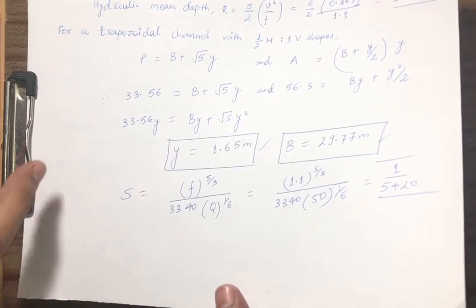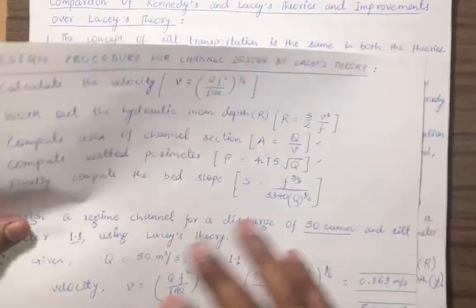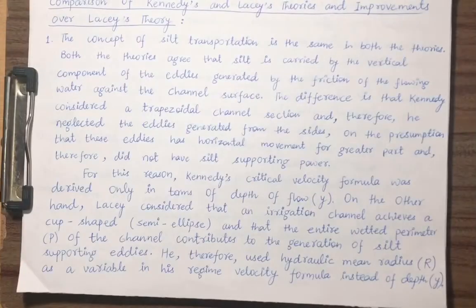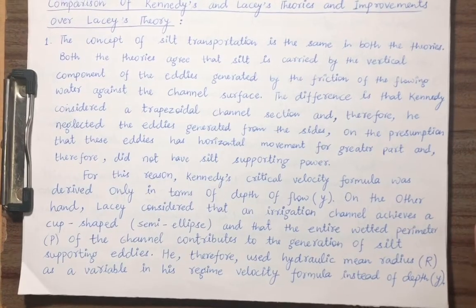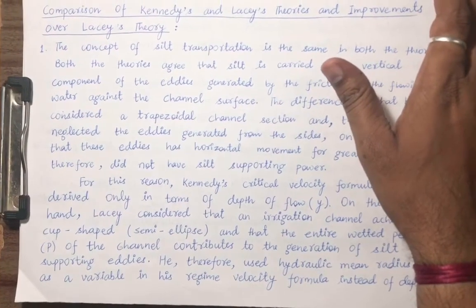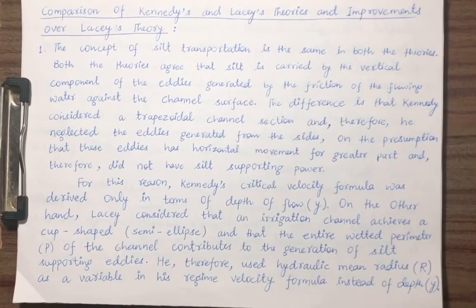So now we have completed Lacey's theory and Kennedy's theory both. Now let us see what the differences are, how we can have a quick comparison of Kennedy's and Lacey's theory, and the improvement over Lacey's theory, because it is also around 80 years old; Lacey proposed that in 1939, I guess.